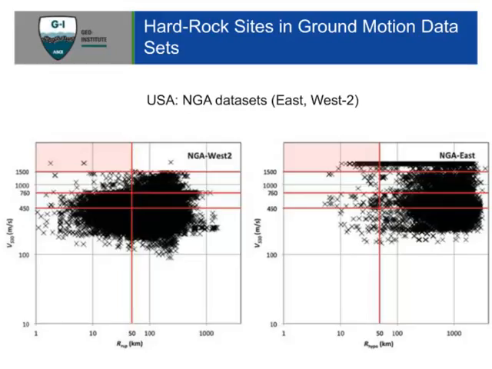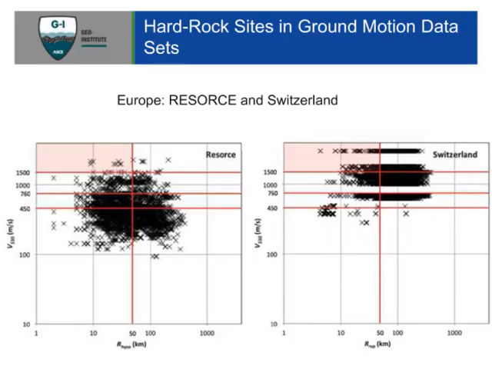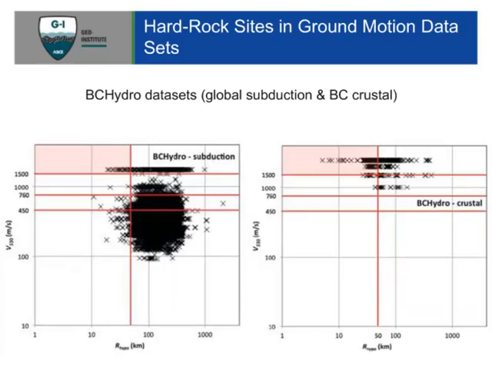So from the US, we have the NGA data sets recently combined from the East and the NGA West too. Little data in the East, almost not at all from the NGA West. They didn't really have very hard rock there. From Europe, you have the resource data set for the whole of Europe, and you have data sets from Switzerland.